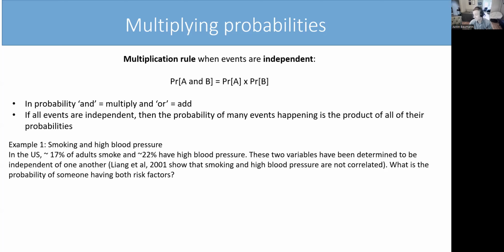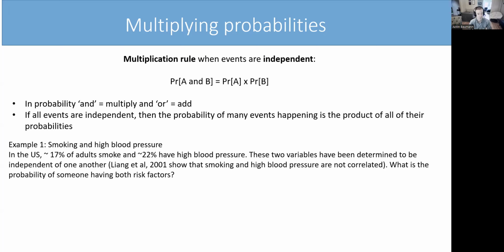According to some stats I found in the textbook, smoking and high blood pressure in the United States are related in the following way. About 17% of adults smoke and about 22% have high blood pressure. These two variables have been determined to be independent of one another, according to a paper that shows that smoking and high blood pressure are not correlated. I know that blood pressure and smoking could be correlated, and that correlation does not equal causation, and we can unpack that later in the semester. But according to this example, they are not related, which means they're independent.